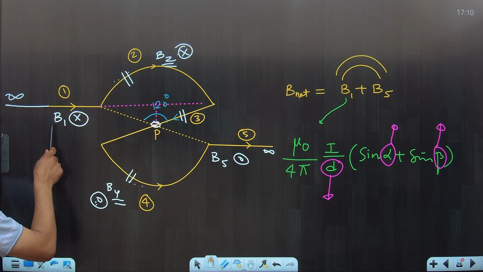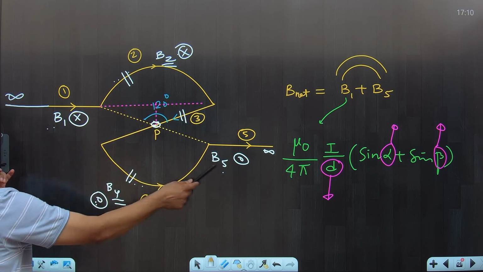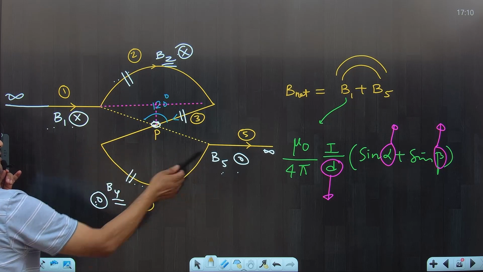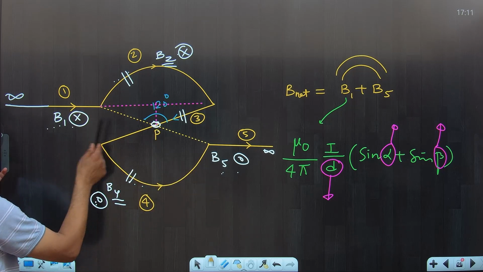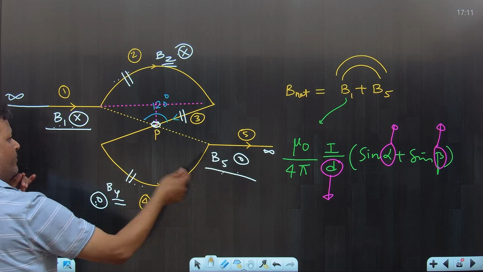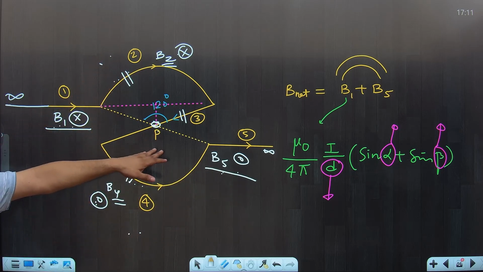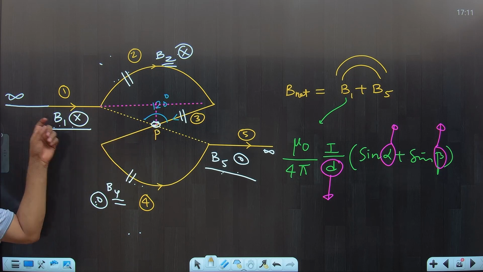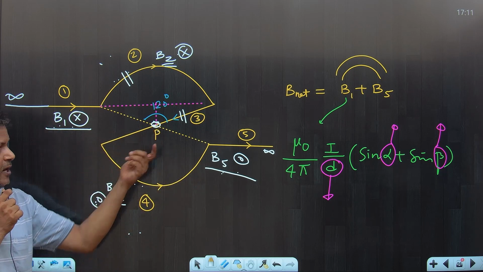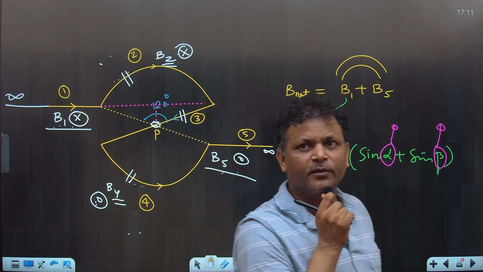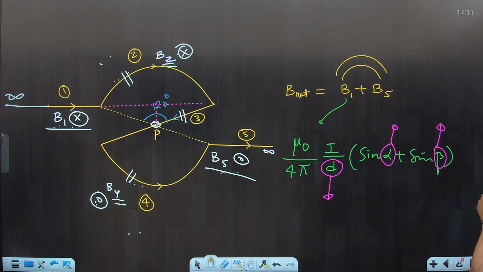So B1 and B5 are equal in magnitude but opposite in direction. So the magnetic field at point P due to B1 and B5 collectively will be 0. So B2 and B4 are making 0 field, B3 is making 0 field, B1 and B5 are making 0 field. So the net field at point P will be 0, right, in this problem.